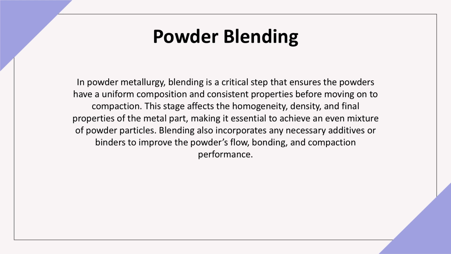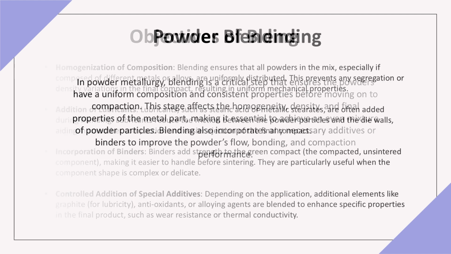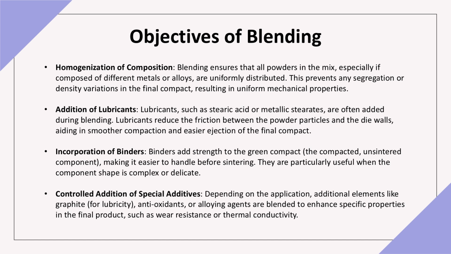Blending homogenizes powders, incorporates lubricants, and helps create a uniform mixture. This stage ensures the final part has consistent mechanical properties and dimensions. Blending in powder metallurgy serves multiple objectives. Homogenization ensures that metal and alloy powders are uniformly mixed, creating a consistent composition in the final product.